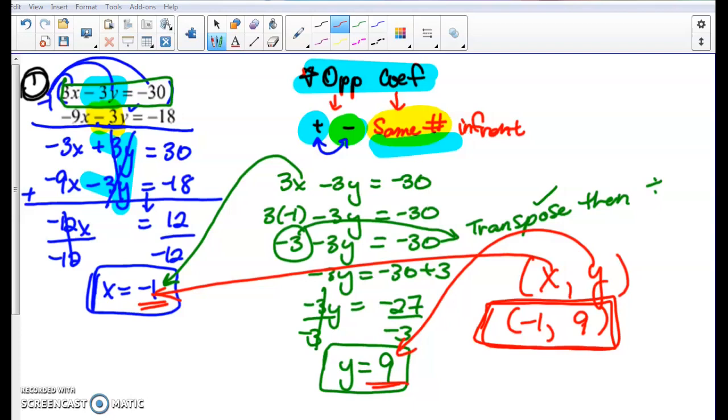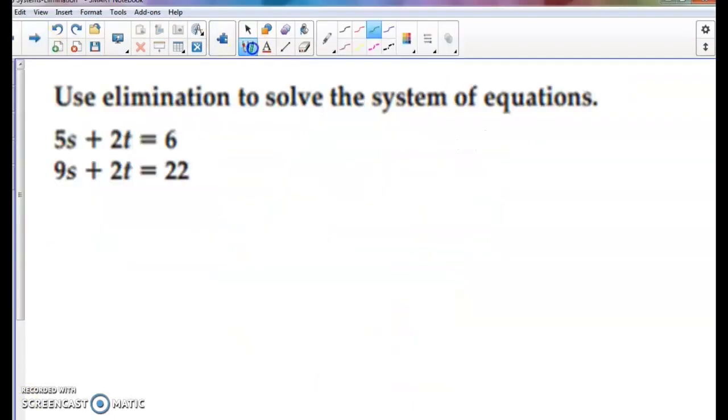Alright, now let's see example 2. So example 2. It says to use elimination to solve the systems of equations. So we have 5s plus 2t equals 6 and 9s plus 2t equals 22. So first step, make opposite coefficients. So here's where a lot of people say, like, well, how do I do that? It's always your choice.